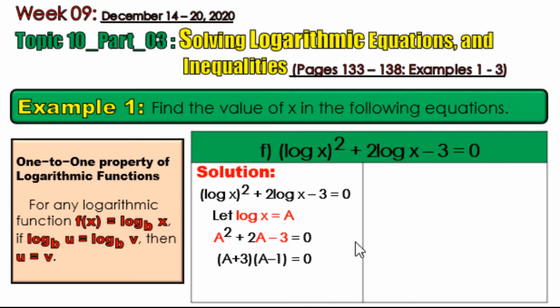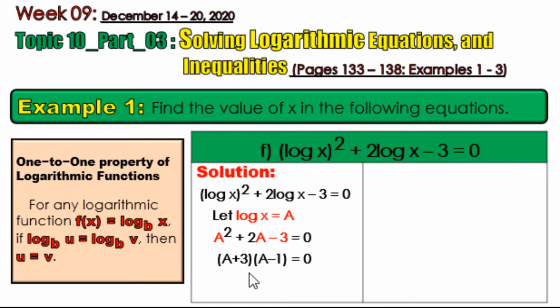By using factoring, we can solve for the value of a. We can factor a squared plus 2a minus 3 as (a plus 3) times (a minus 1) equals 0. By this time, I am expecting that you are experts in factoring. Again, the factors of a squared plus 2a minus 3 are (a plus 3) times (a minus 1) equals 0.